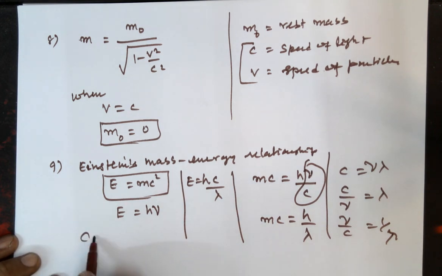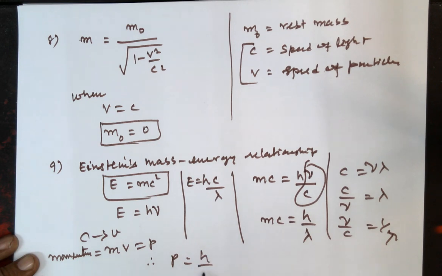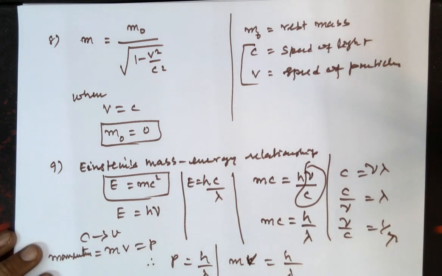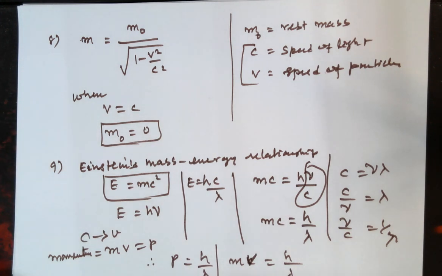And when c becomes v, we can consider momentum, mv, that is momentum, represented as p. Therefore, p is equal to h by lambda. That is, momentum mv is equal to h by lambda. So v replaces the c, indicating that this behaves as a particle. When there is no mass, it behaves as a wave. So he was able to relate these two, energy and mass.